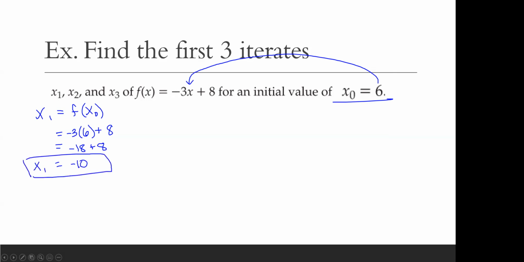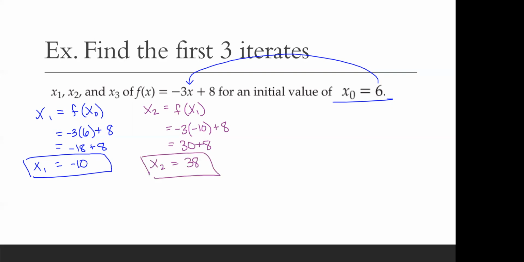So then I need to figure out x sub 2. And so recall that's going to be f of x sub 1. So I need the previous term here. So that means I'm going to plug in negative 10 in for x. So that would be negative 3 times negative 10 plus 8. So negative 3 times negative 10, that would be positive 30, plus 8 would be 38. So this is x sub 2, okay?